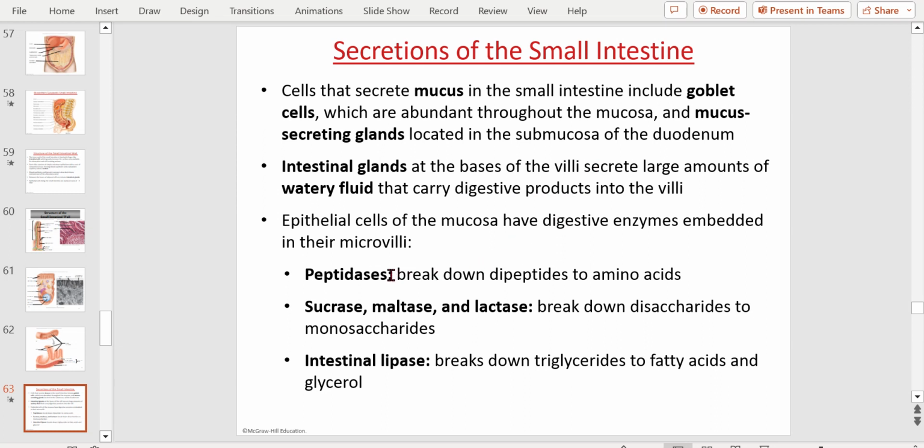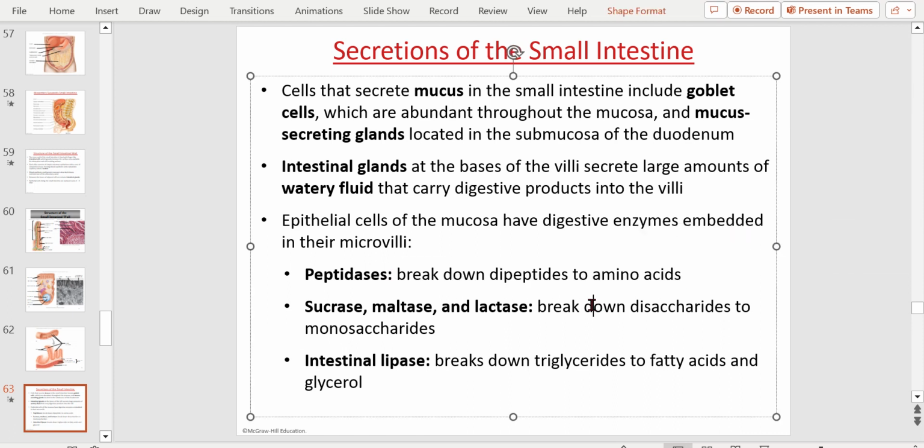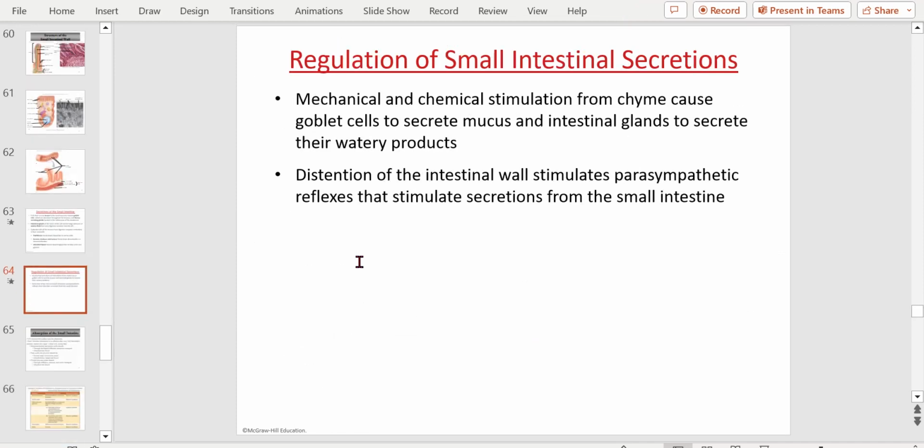There's peptidases, which break down dipeptides into amino acids. You've got sucrase, maltase, lactase. You guys know that anything that ends in ase is an enzyme. All right, so these break down disaccharides to monosaccharides there. Intestinal lipase, this is a fat enzyme, breaking down fats, breaks down triglycerides to fatty acids and glycerol.